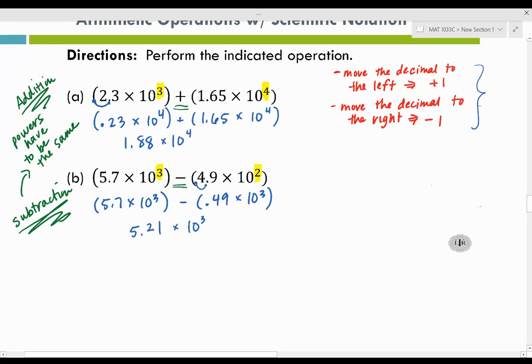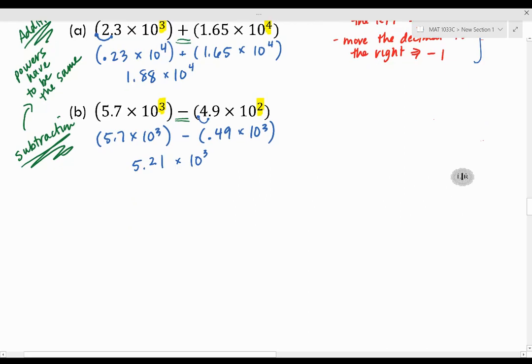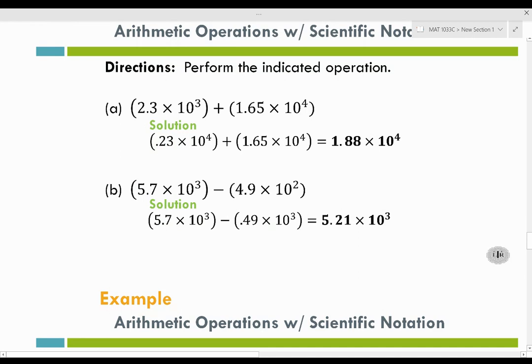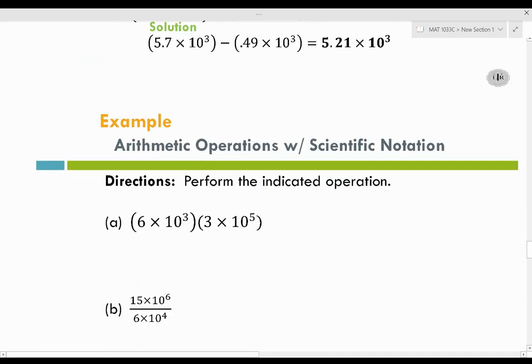Okay. All right, so be careful. If you're adding and subtracting, you keep the exponent part. You need the exponent part to be the same, and then you can do the operation on the numbers. Okay? All right, let's check ourselves. Let's see if we're right. Yep, 1.88 times 10 to the 4th for A, and 5.21 times 10 to the 3rd for the second one. Cool. All right, moving right along.